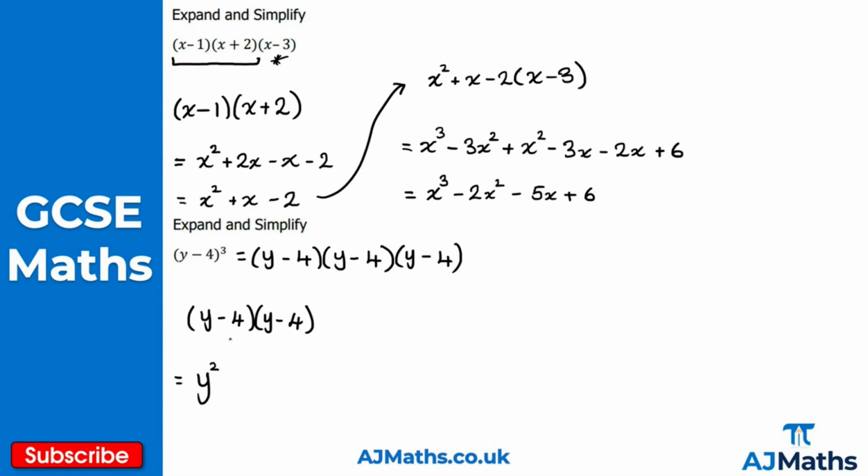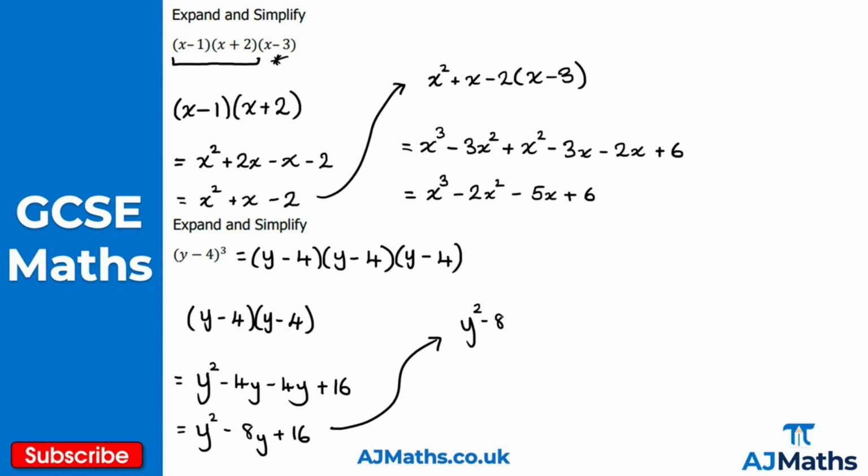Okay, so multiplying here using FOIL again, I'm going to get y squared. I get minus 4y, minus another 4y. And then finally, minus 4 times minus 4, that would give me positive 16. Okay, so collecting like terms here, we get y squared minus 8y plus 16. So we take this quadratic here and we multiply by the last bracket, which is y minus 4. So we've got y squared minus 8y plus 16, and then we times that by y minus 4.